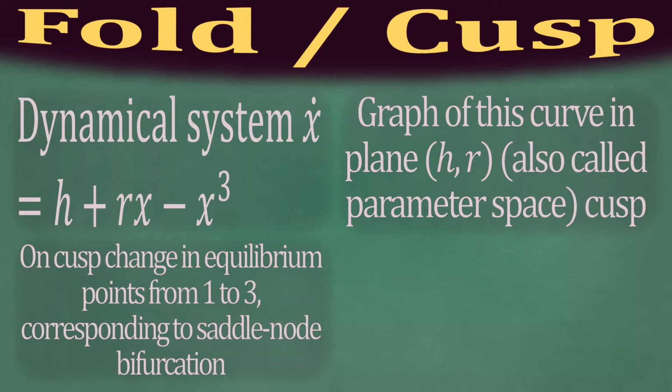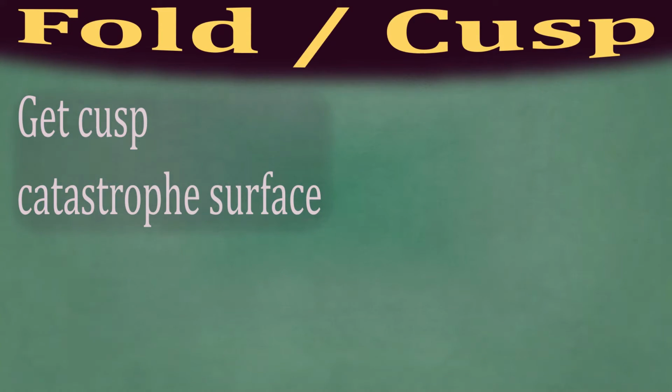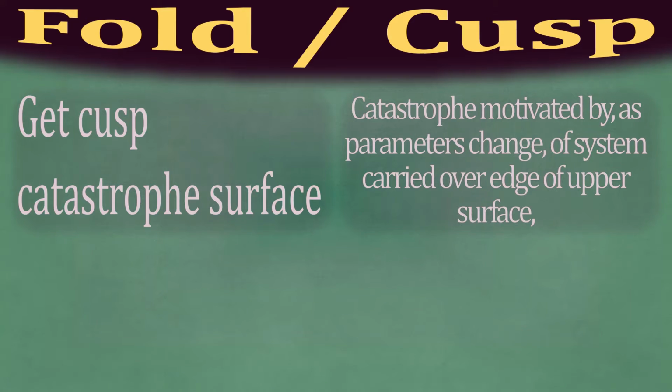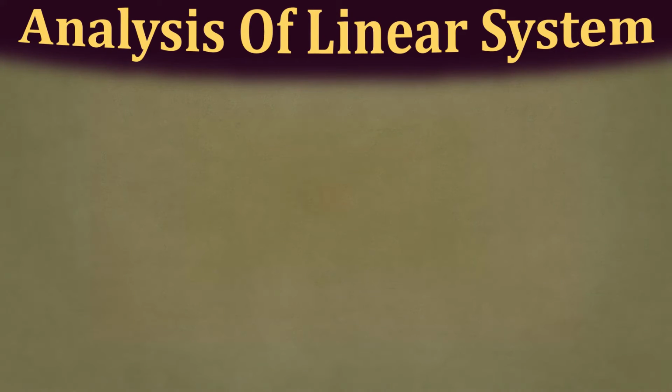On that cusp, there is a change in the number of equilibrium points from 1 to 3, corresponding to a saddle node bifurcation. We can draw a 3D graph in the hrx space by plotting the equation h plus rx minus x cubed is equal to 0. We get the cusp catastrophe surface. The term catastrophe is motivated by the fact that, as the parameters change, the state of the system can be carried over the edge of the upper surface, after which it drops discontinuously to the lower surface.